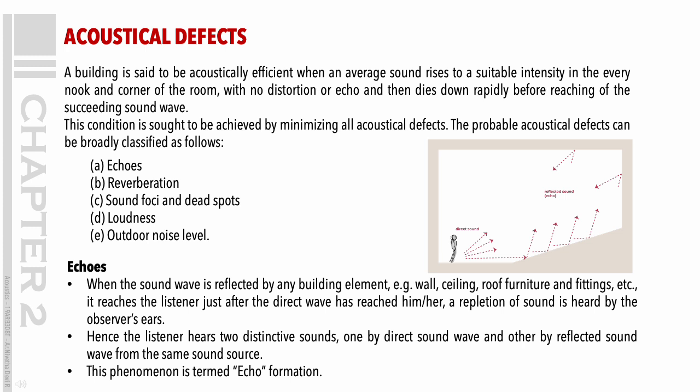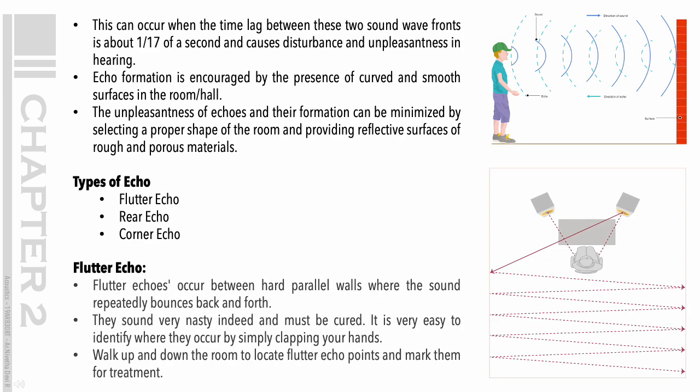Echoes. When the sound wave is reflected by any building element, for example wall, ceiling, roof, furniture and fittings, it reaches the listener just after the direct wave has reached him or her. A repetition of sound is heard by the observer's ears. Hence the listener hears two distinctive sounds, one by the direct sound wave and the other by the reflected sound wave from the same sound source. This phenomenon is termed echo formation. This can occur when the time lag between these two sound wave fronts is about 1/17 of a second and causes disturbance and unpleasantness in hearing.